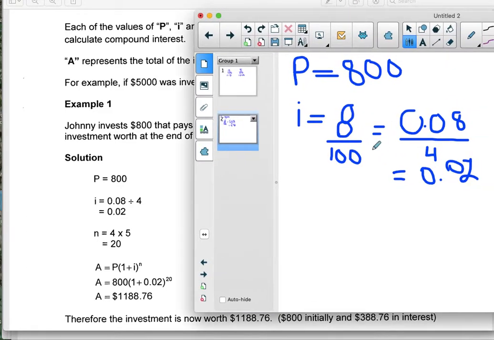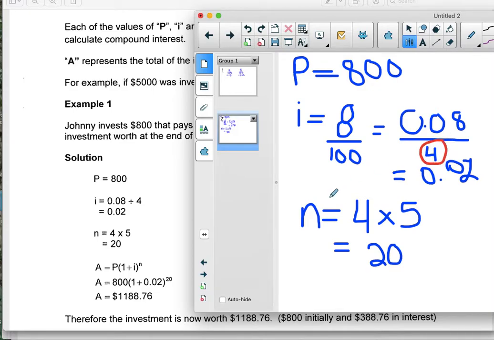So in order to calculate our N value, we take our compound period of 4 and multiply it by the number of years that the investment is going to be in the investment. So this is 20. If you notice, when you're calculating your I value and your N value, the number that you divide your interest by and the number that you multiply the years by is the same number. So just keep that in mind when you're trying to figure out the I and the N.